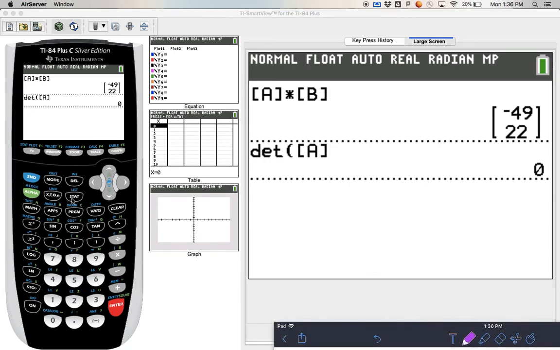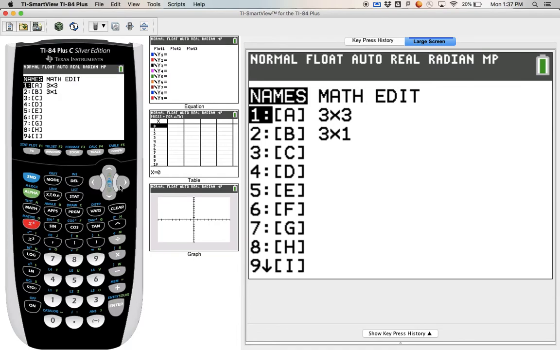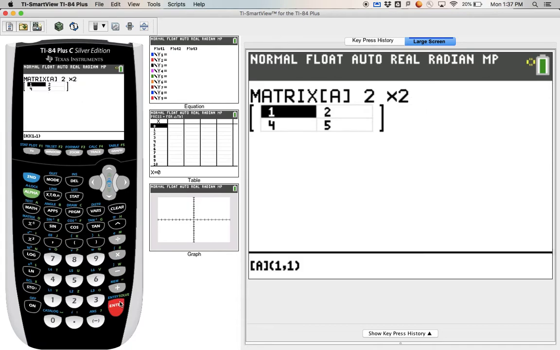So that was a 2 by 2 matrix. So I'm going to hit second matrix. I'm going to change matrix A to a 2 by 2. So enter 2 by 2. And then what was it? It was 5, 3, 2, and 1. Okay. And then pretty easy to do inverse matrices here.